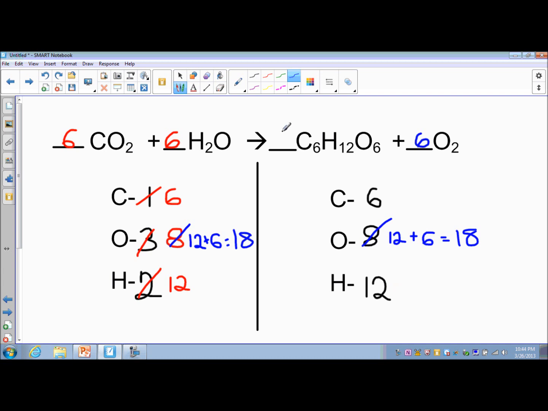Sometimes we'll go ahead and just put a 1 wherever we see a blank, and that's good practice for you to do. So whenever you see a blank that we don't need to balance anything, just put a 1 there. It's kind of an understood value. And that sums up how to do balancing equations.